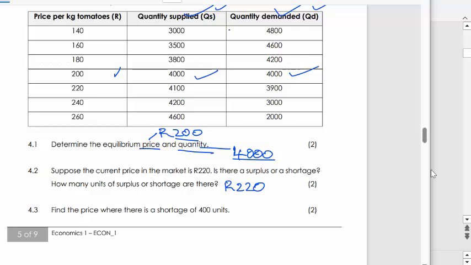At price 220, you get QS, quantity supplied. So the quantity supplied at that price is what? 4,100, if you can tell. And then the quantity demanded is what? It is 3.9. Do you see that? It's 3.9. So that's where we are looking. So 3,900.